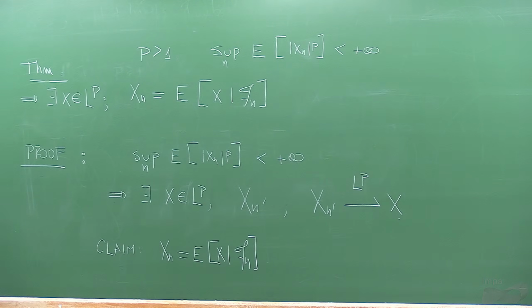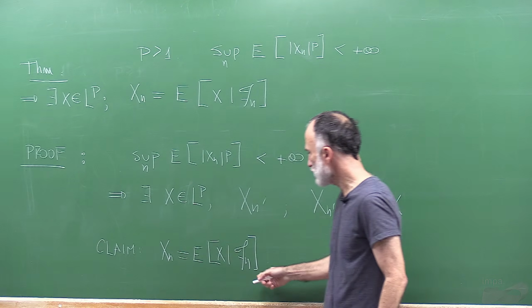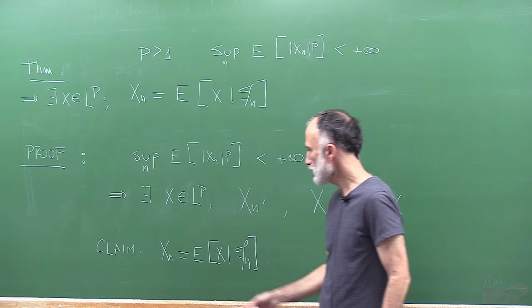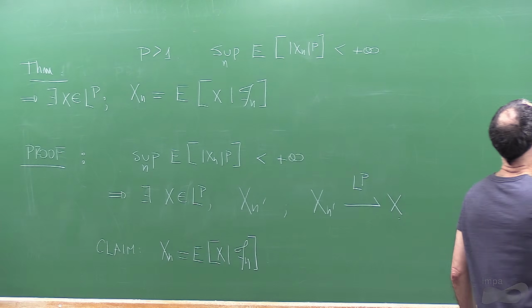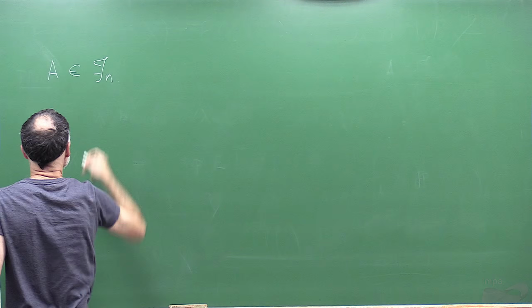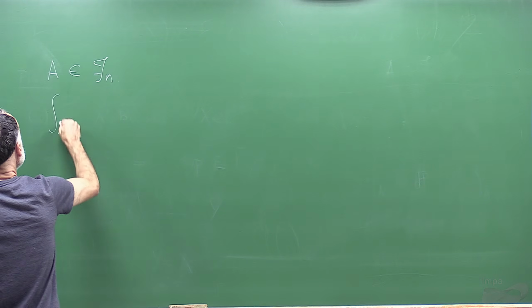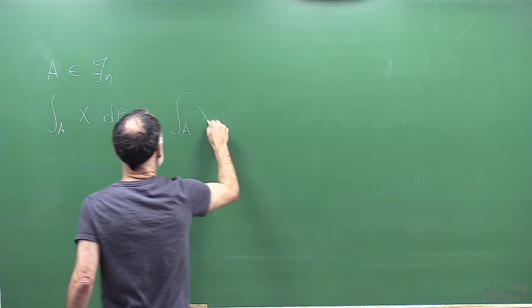And what we will do is we'll use exactly the same argument, remembering that the indicator of a set belongs to LQ. So I want to prove this identity. In order to prove that, I have to check that xn is Fn measurable, okay? But this is by assumption, and then that they have the same integral on each set in Fn. So let's take A in Fn, and I want to prove that the integral over A of x dP is equal to the integral over A of xn dP.